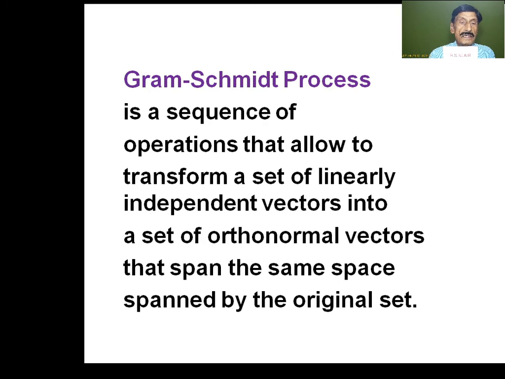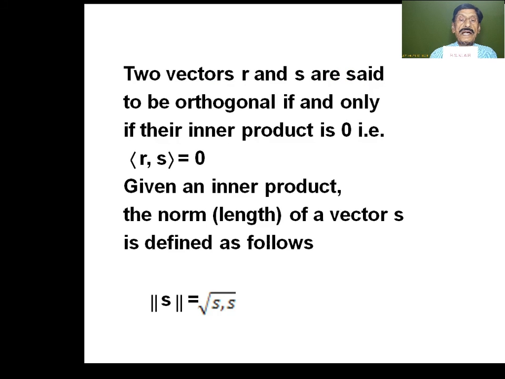The Gram-Schmidt process is a sequence of operations that allows us to transform a set of linearly independent vectors into a set of orthonormal vectors that span the same space spanned by the original set. Two vectors R and S are said to be orthogonal if and only if their inner product is 0, that is, the inner product of R and S is equal to 0.